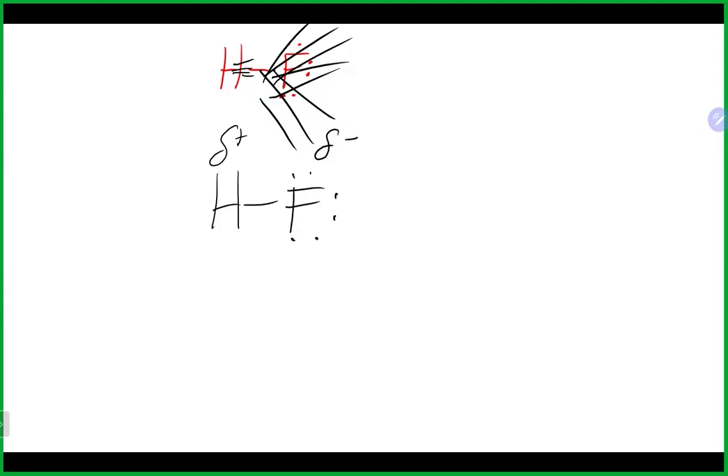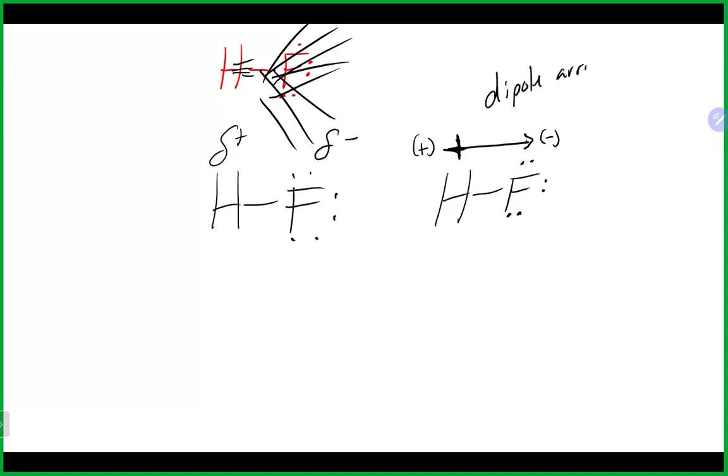It's losing those electrons. You can represent this as well with an arrow. And this arrow is what is referred to as a dipole arrow, where it always points to the more negative side of the bond. And the back part that kind of makes a plus sign is the more positive side of the bond.